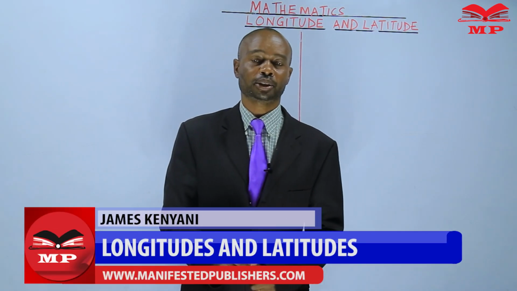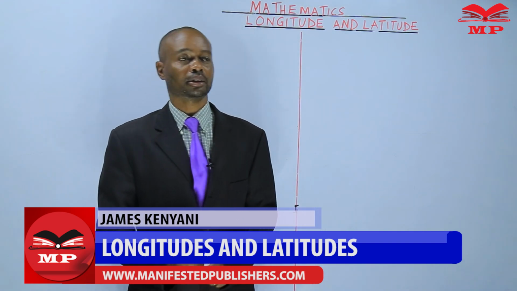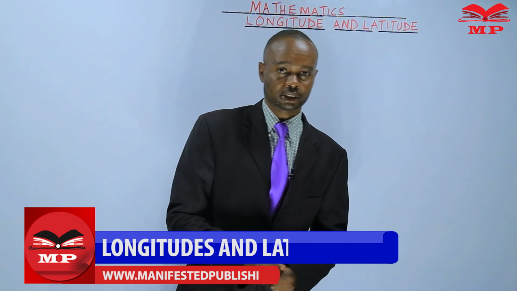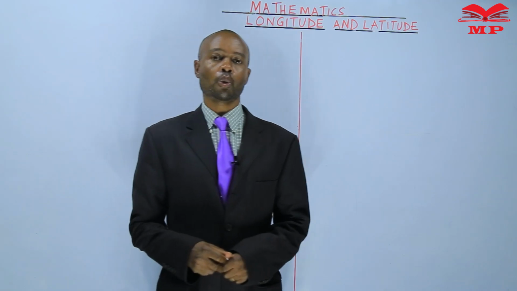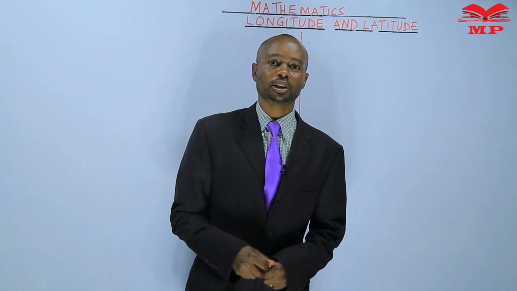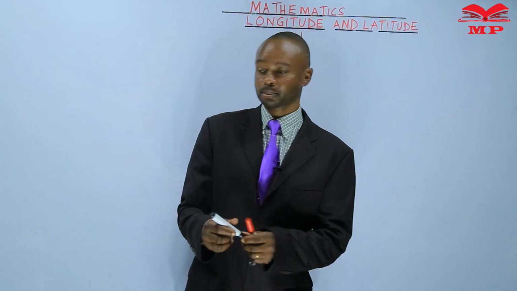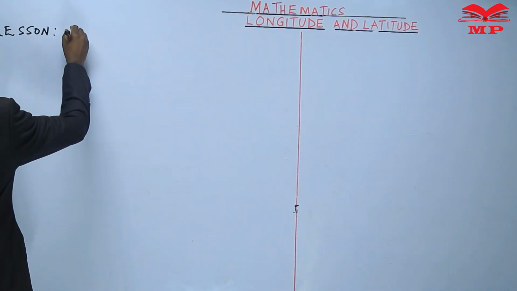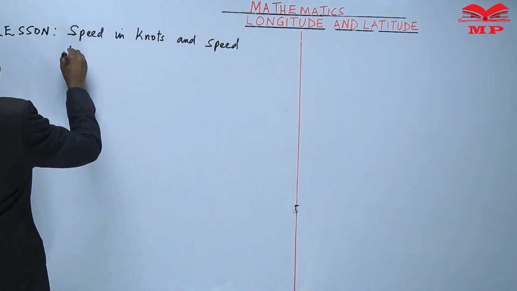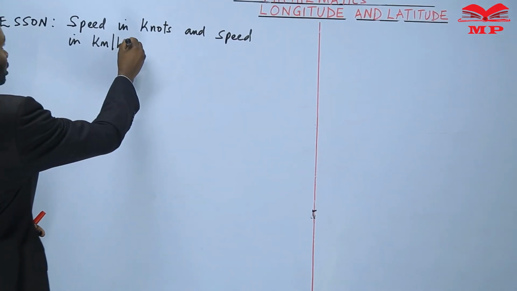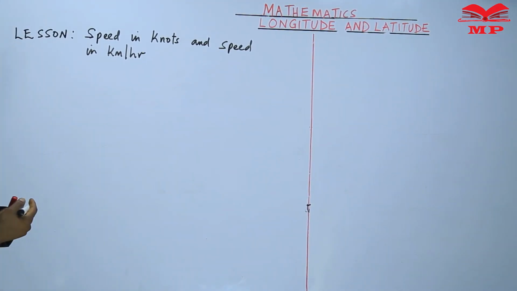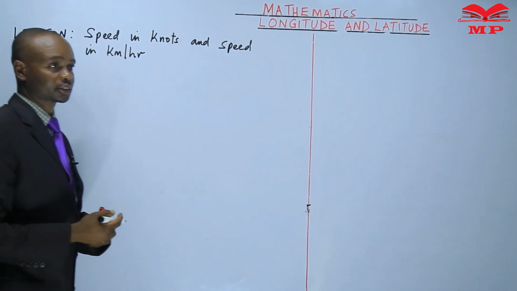We are going to proceed ahead with our topic, longitude and latitude. In today's lesson, we are going to look at speed in knots and speed in kilometers per hour. So, Lana, it is speed in knots and speed in kilometers per hour.